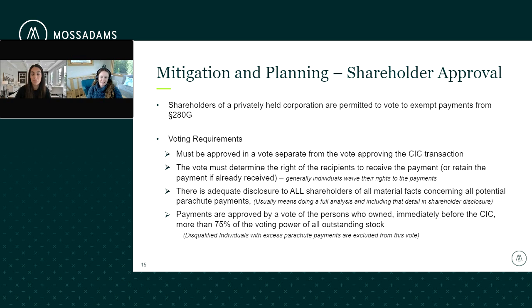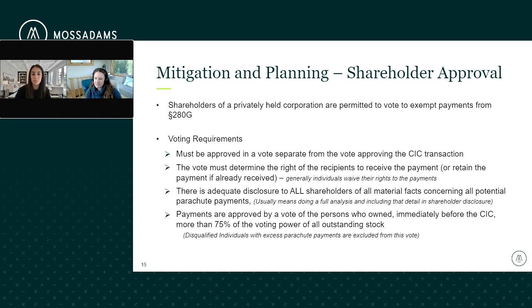And the purpose of this disclosure to all shareholders is that the IRS wants to make sure that all shareholders, including minority shareholders, have a good understanding of the amounts of the payments, and they have a reasonable opportunity to object to such payments.